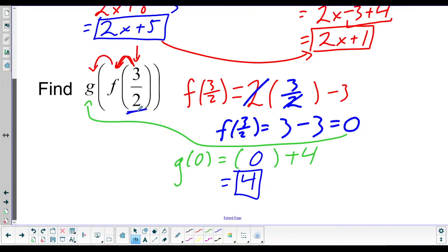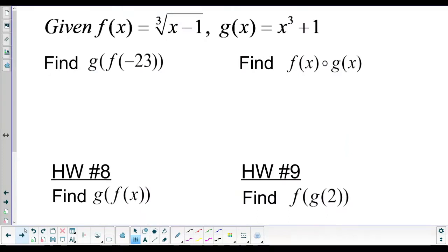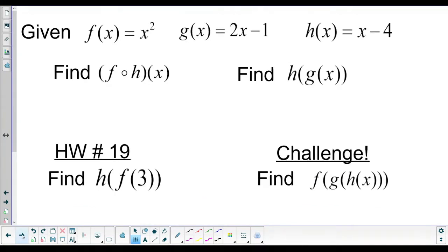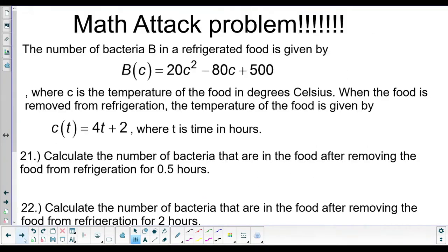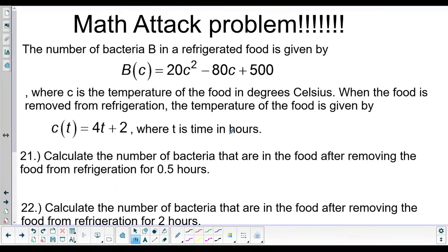Notice when we plug in a number, we get a number. When the inside is an x, we get something with x's in it or an equation instead. All right. Let's go look at a couple more examples. And then we'll do a couple maybe off of your homework. And then maybe we'll look at the challenge problem and this math attack problem.